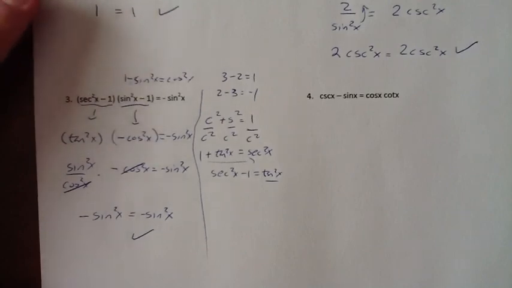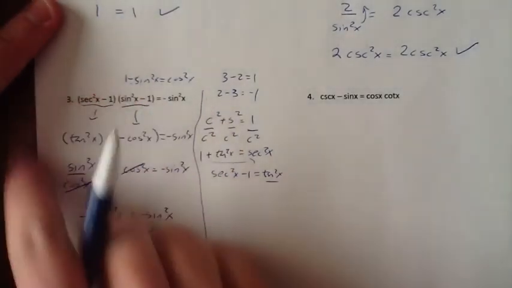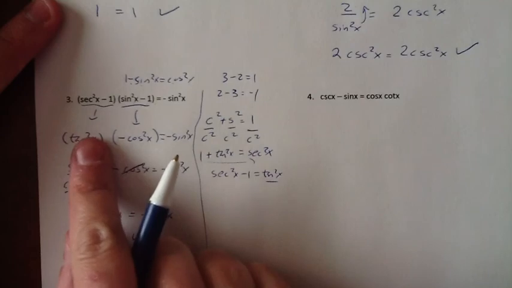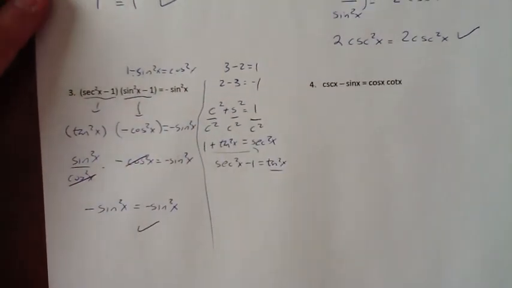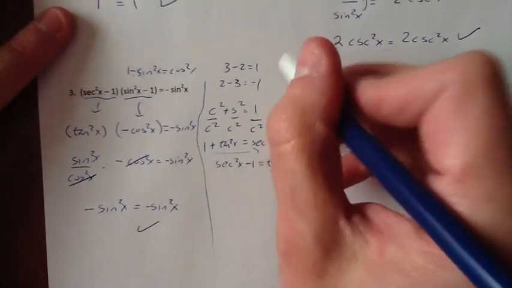You will lose a lot of points for that because the goal isn't to simplify the left side, it's to make it look like the right side, okay? Very important. All right, number 4.